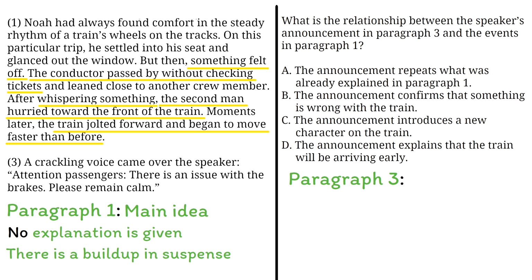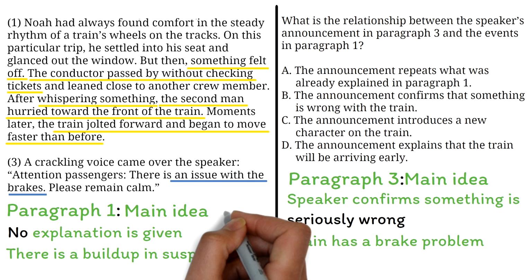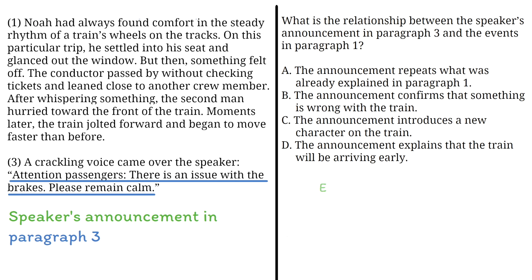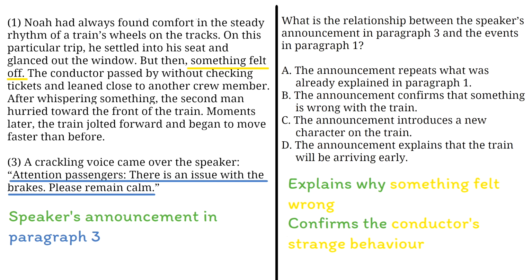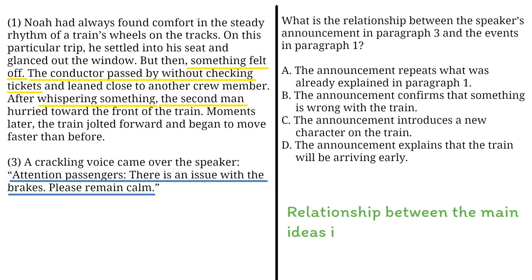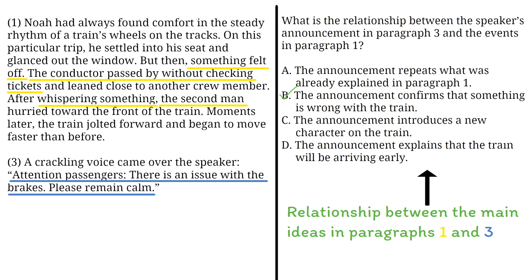In paragraph 3, the main idea tells us that the speaker confirms something is seriously wrong. The train has a brake problem. So, when we relate the two main ideas, we see that the speaker's announcement in paragraph 3 explains why something felt wrong, and it confirms the reason for the conductor's strange behavior in paragraph 1. This is the relationship between the main ideas in paragraphs 1 and 3. Thus, when we look through the answer options, it's therefore option B. The announcement confirms that something is wrong with the train.